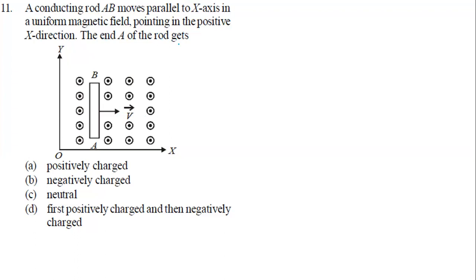The end A of the rod gets what type of charge? Whether the end A is going to get positive charge or negative charge or neutral, that we need to find out now. So here, you need to remember this formula. Which formula? F equal to q times V cross B. This is a very important formula. Here, they're not asking the formula, they're asking the concept related to the formula. Here V cross B means what now? Vectors, which are the velocity vector and the magnetic field vector.